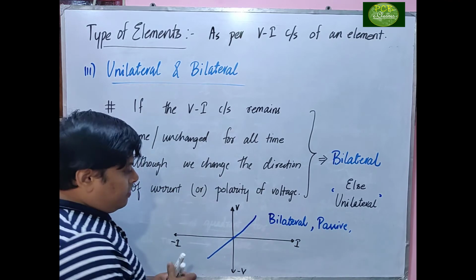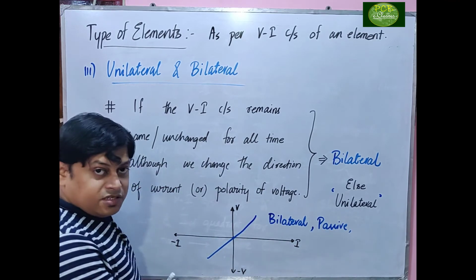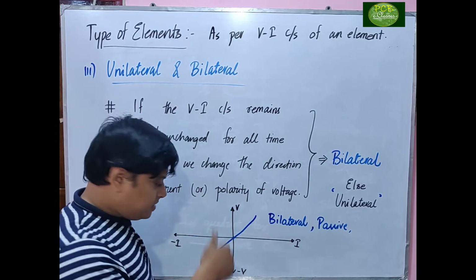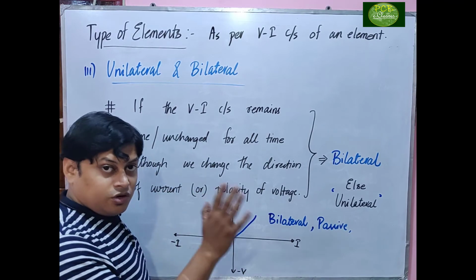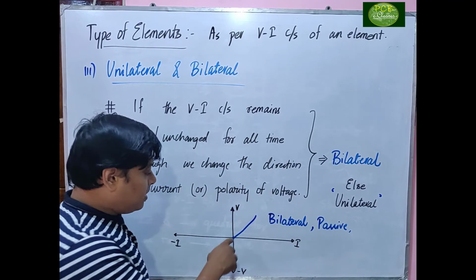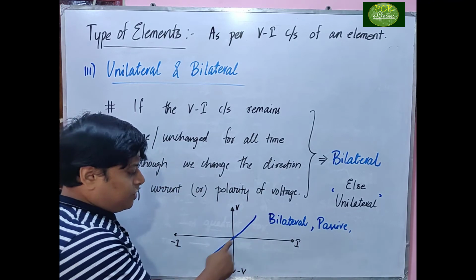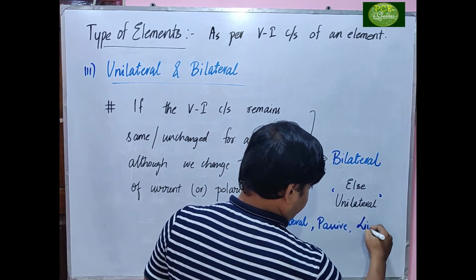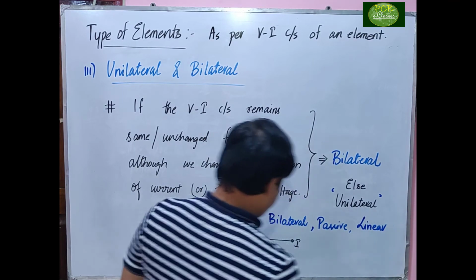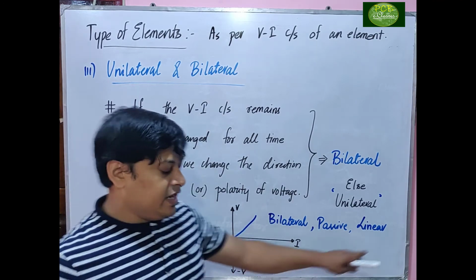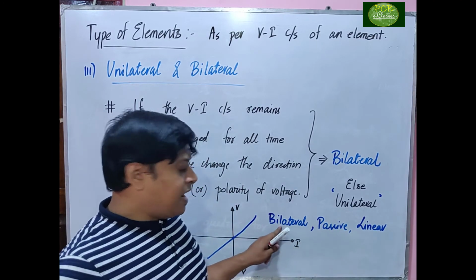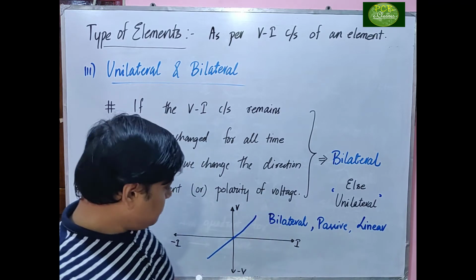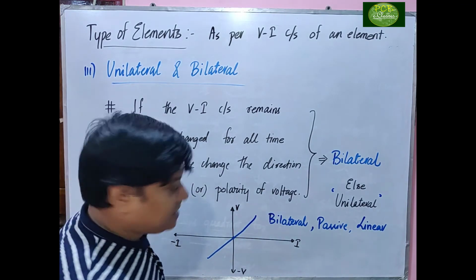Fine. With that, how many straight line equations? One. Is it passing through the origin? Yes. Is the slope changing? No. It remains the same all the time. So it is also said to be linear. So this type of characteristic is a linear, passive, bilateral element. Clear? We'll see some more examples.